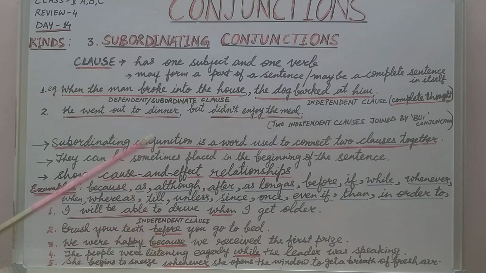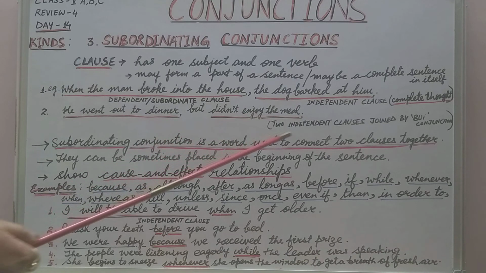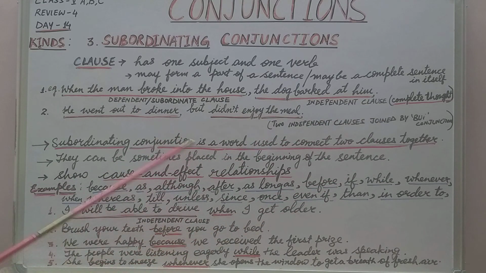So we have seen what subordinating conjunctions are. They are used to connect two clauses together, whether two independent clauses or one dependent and another independent clause.